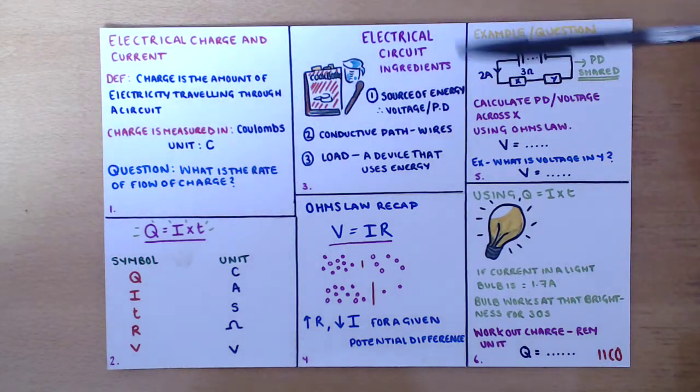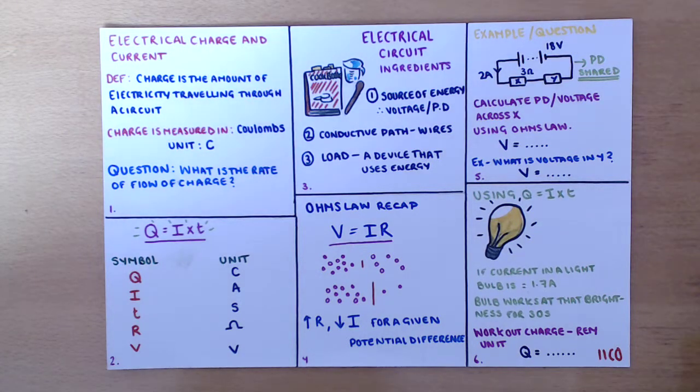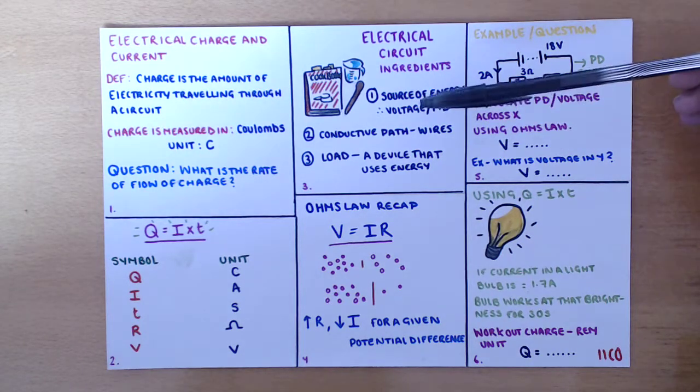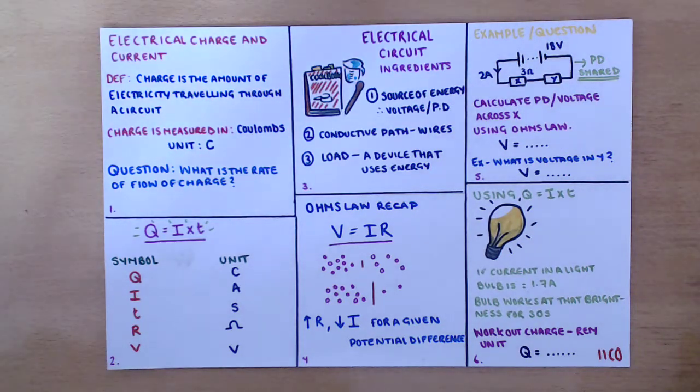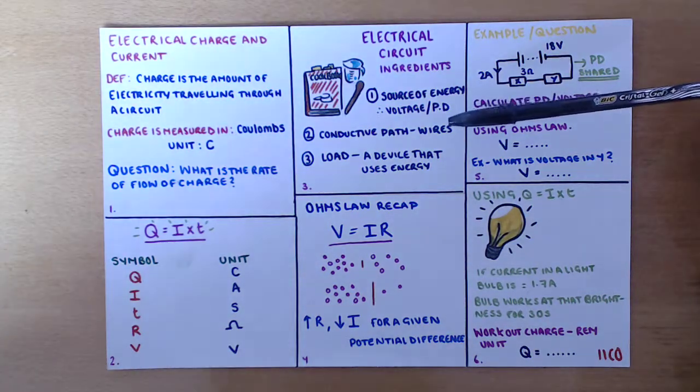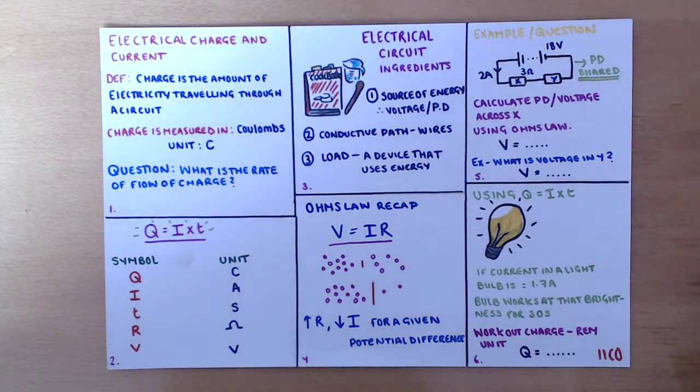Okay, so let's move on to the ingredients for an electric circuit. There are three things you need. You need a source, so voltage or potential difference. Voltage is the same thing as potential difference. You need some conduction paths, so some wires to link up one place to another, and you need a load, something that uses the electricity, so it could be your resistor, your lamp, whatever.